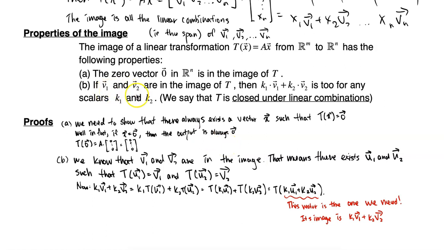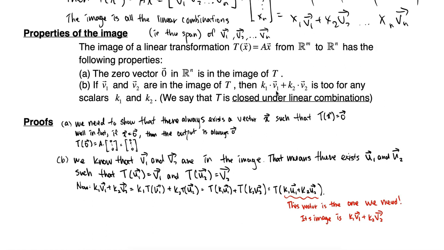Second property: if v1 and v2 are in the image, this is given, then k1 v1 plus k2 v2 is also in the image for any scalars k1 and k2. And that is said to be closed under linear combination. This means that if you know something about a certain vector, you can multiply it by a scalar and it will still be true for that vector. And you can also add vectors together that have that property, and this sum of vectors will have the same property. So you cannot fall off of the property that you're standing on.